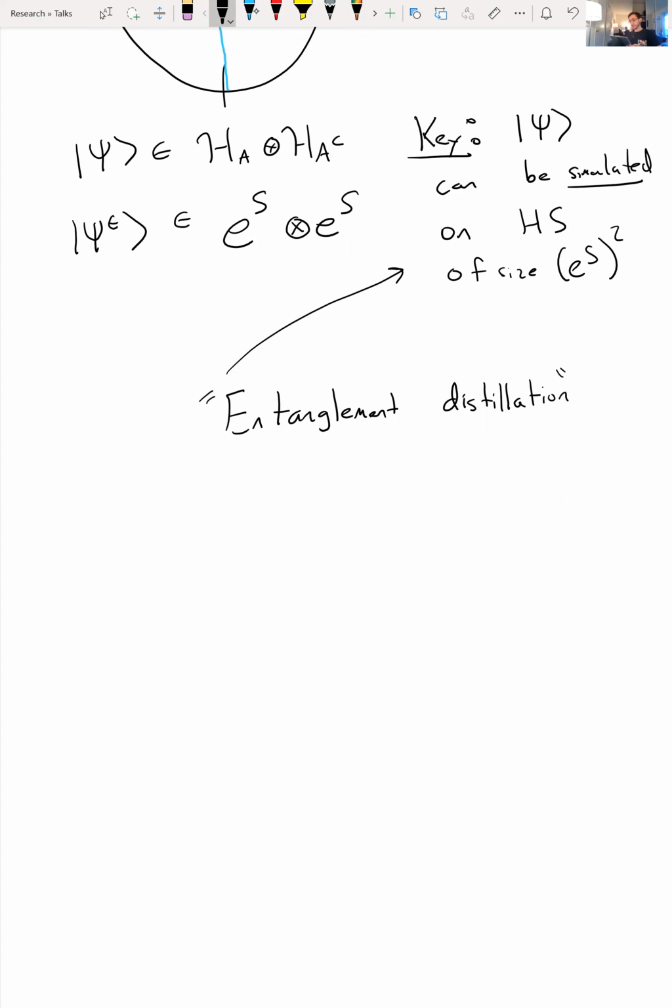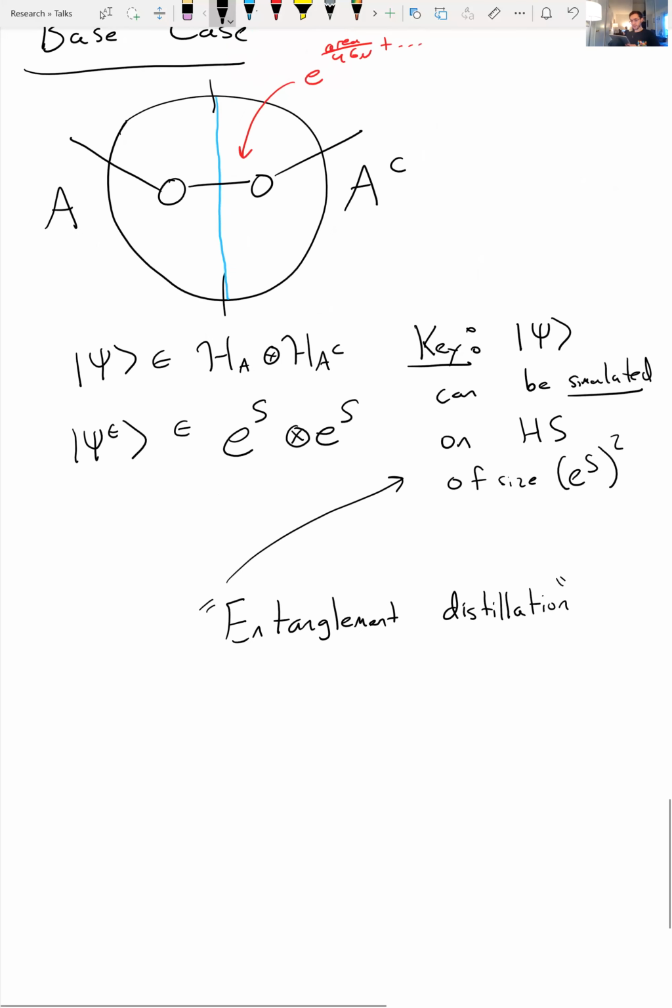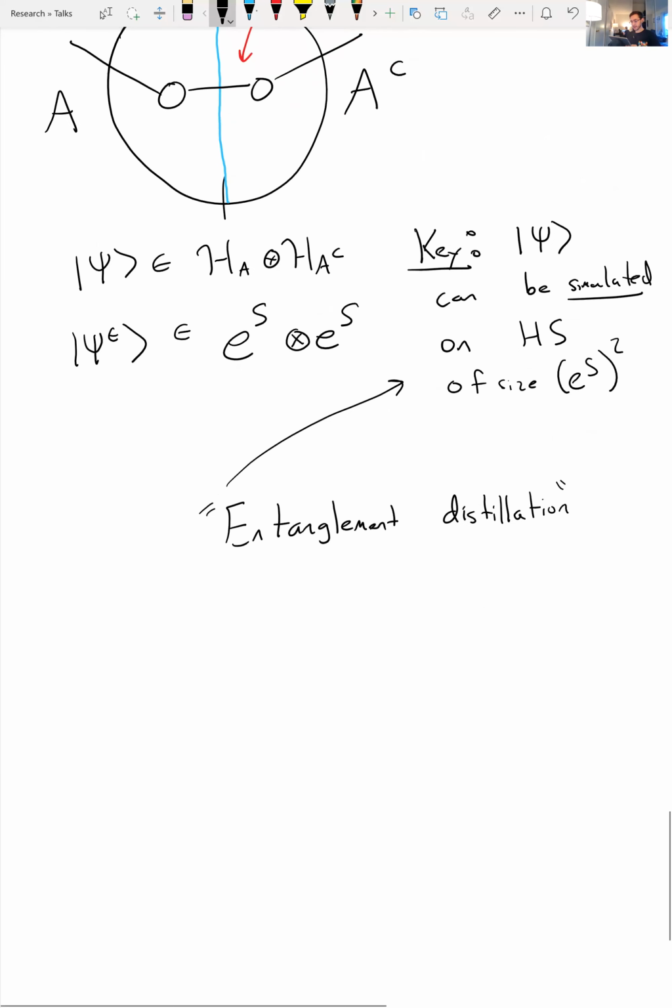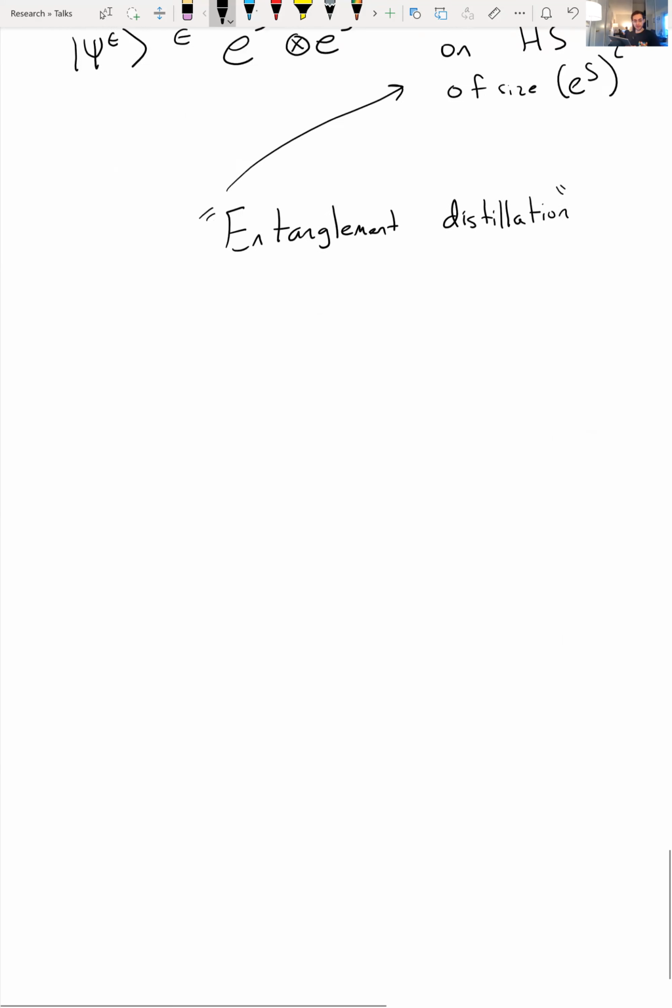So let me talk a little bit about this idea before I talk about holography explicitly, this idea of simulating a state on a Hilbert space whose dimension is controlled by the entropy.